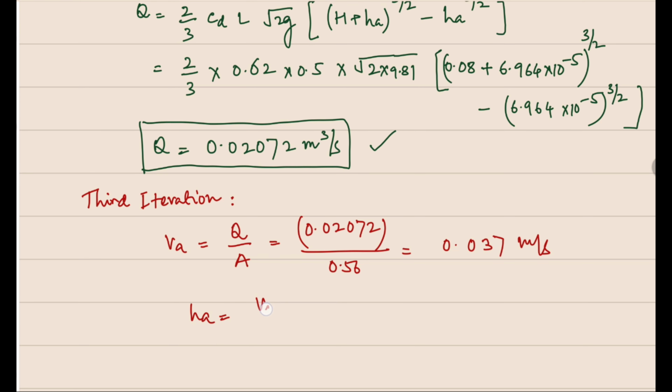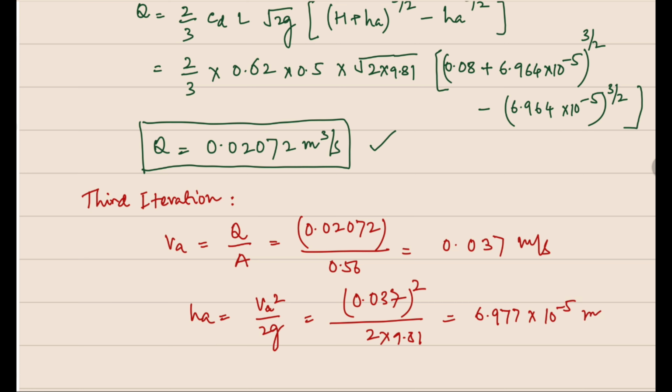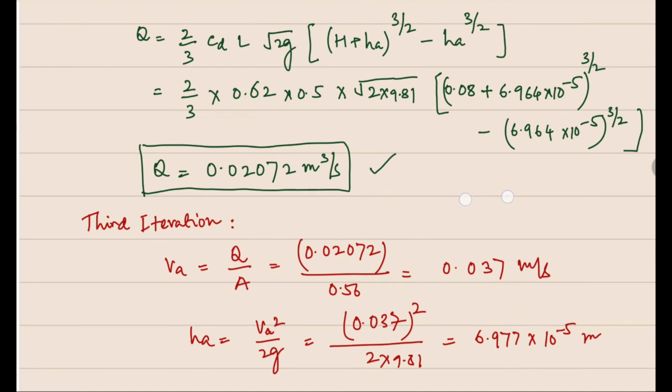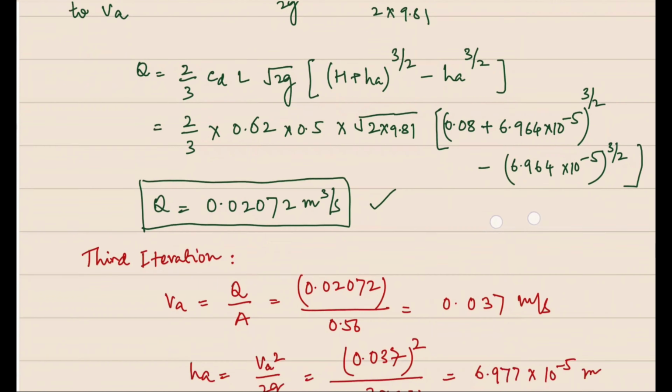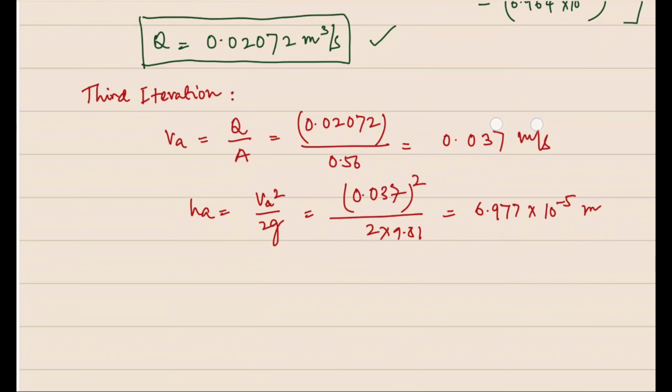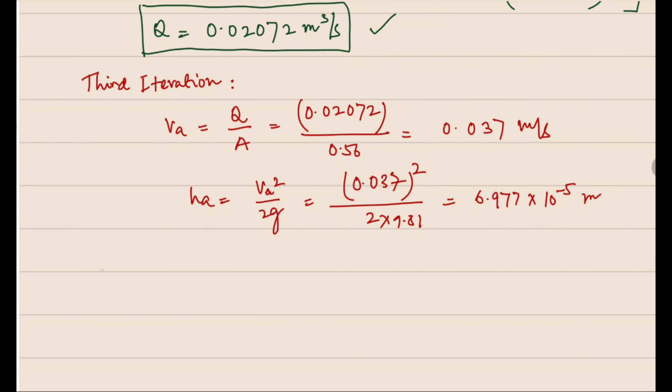And then we will find out the HA value. So HA is VA square divided by 2G, so that is 0.037 square divided by 2 multiplied by 9.81. So this answer is coming out to be 6.977 × 10 to the power minus 5 meter. So this value is very small. You can see HA value is almost close, 6.964. Now this is 6.977. So we will again find out the discharge using this Q value.